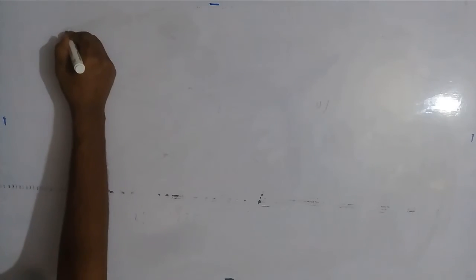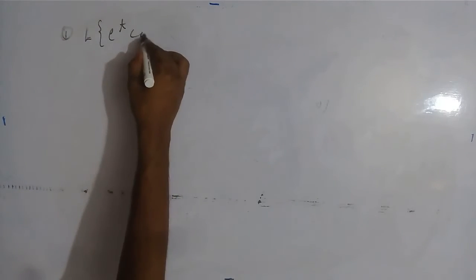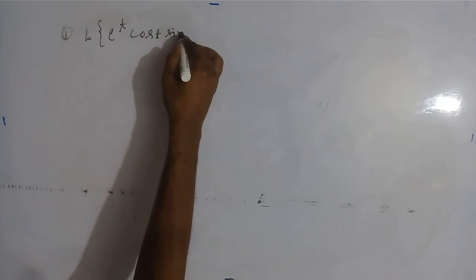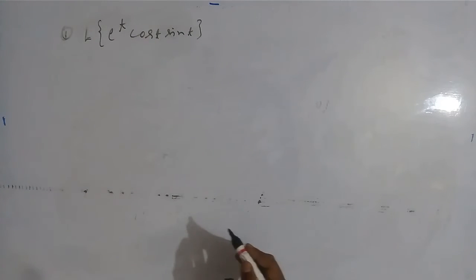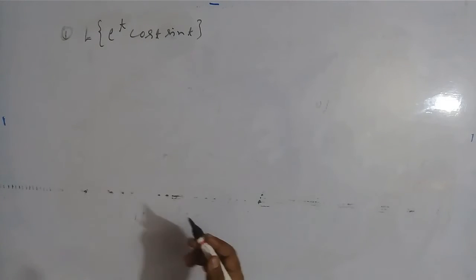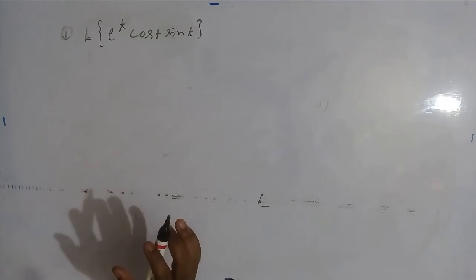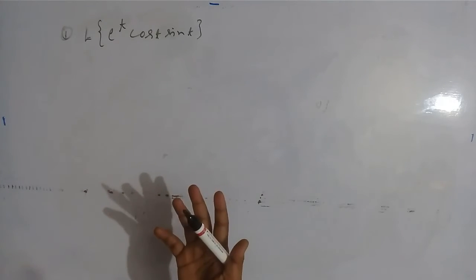So first, example number one, we have to find L of e to the power t cos t sin t. Here we can see that a function is multiplied by e to the power t, that is we have to use the first shifting property, it is clear. Now which function is multiplied by e to the power t?